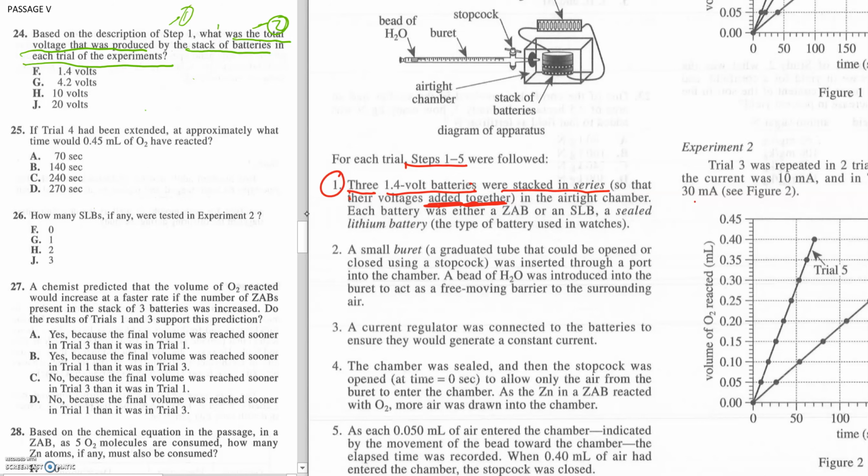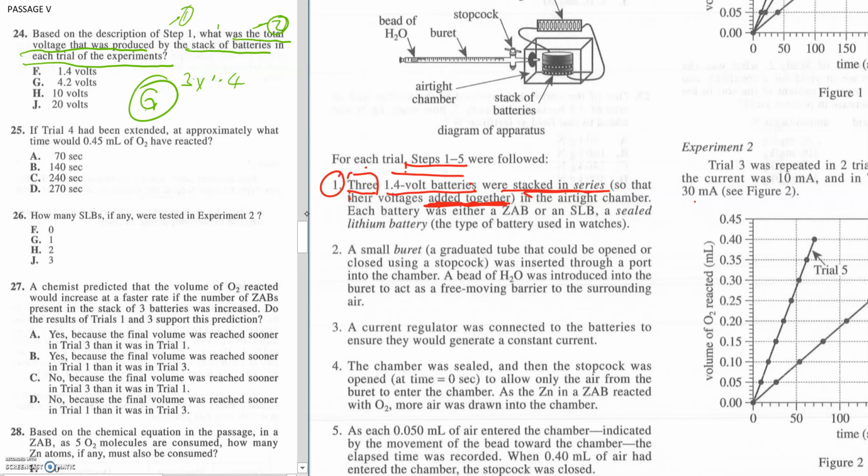In the airtight chamber, each battery was either a ZAB or, that doesn't really concern me. It says what was the total voltage that was produced by the stack. So a stack, we add the voltages. What do we have? We have 1.4 volt batteries, and we have 3 of them. So it's 3 times 1.4, and that's 4.2. That's G.